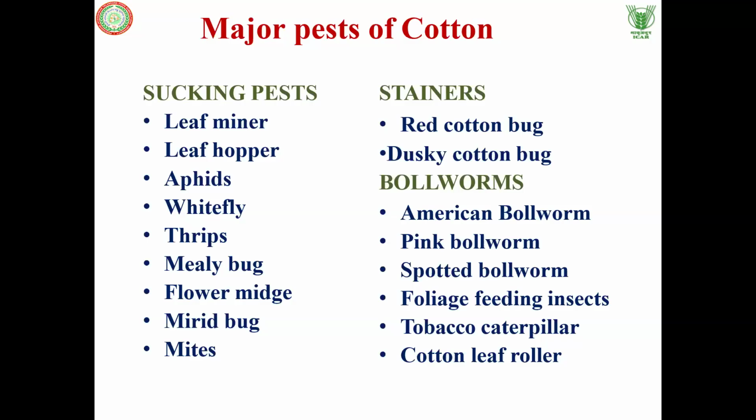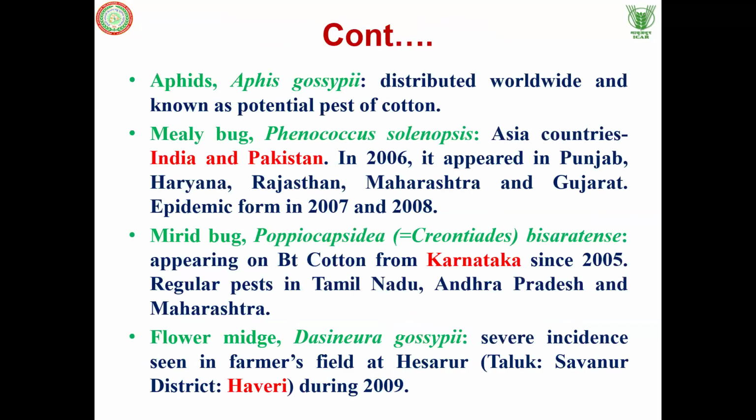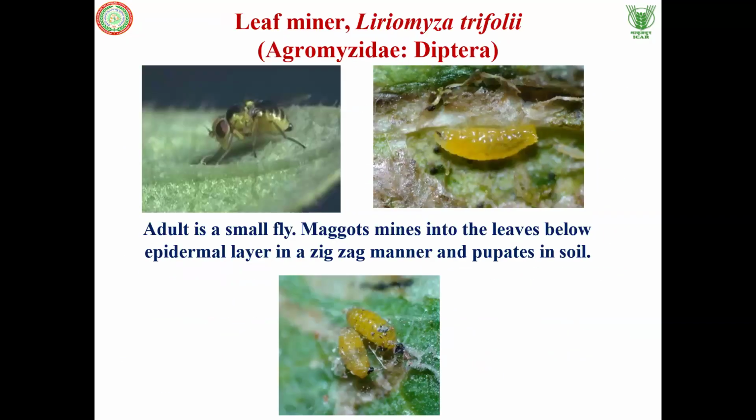To reduce the use of chemicals, there is an urgent need for integrated pest management. Before going to integrated pest management, let us look at the major pests attacking the cotton crop and how much damage they cause. Some pests occur throughout India, but the first pest occurring in the cotton crop is the leaf miner. This is a small fly.